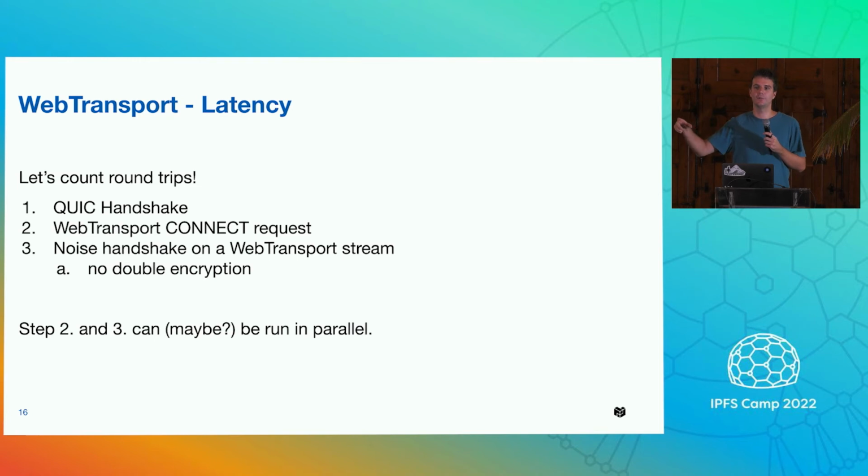Another thing I want to point out, we are running the Noise handshake on a single stream. And then we can open more streams on this connection. This means we don't need to do double decryption, because the Noise part is just limited to this one handshake stream, and after that, all the other streams are just encrypted once as part of the QUIC connection.